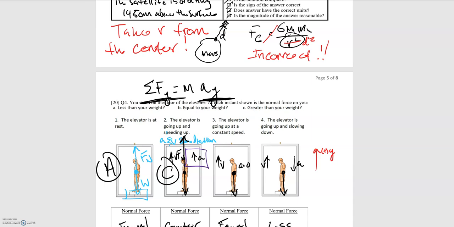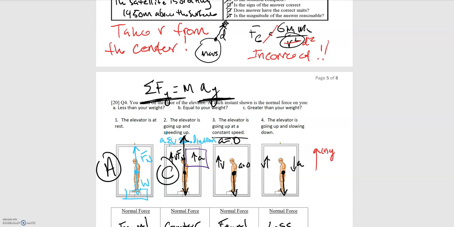The elevator is going up at a constant speed. So what does constant speed mean? That should be flashing in your head as no acceleration. Constant speed means velocity is not changing, which means acceleration is 0. Acceleration is, again, the change in velocity. No change in velocity, no acceleration.